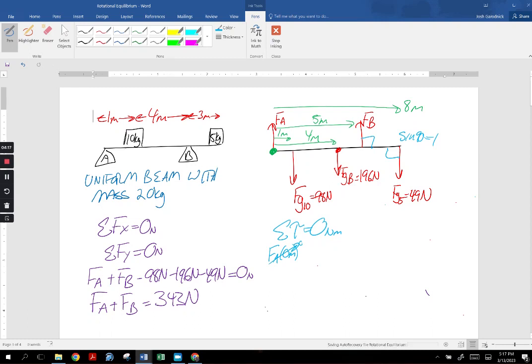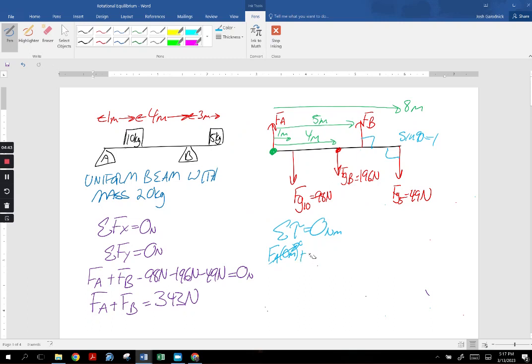And as we discussed in class, clockwise is considered negative and counterclockwise is considered positive. All three gravitational forces are going to try to make this beam rotate about the pivot point that way, which is clockwise, so they would be considered negative torques. The FB is trying to make it rotate counterclockwise around that point, so it would be considered positive.